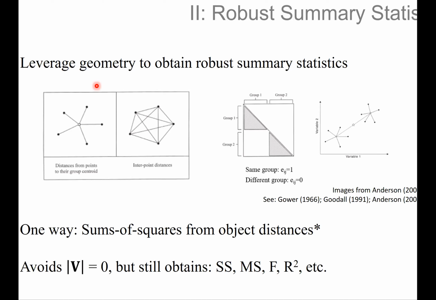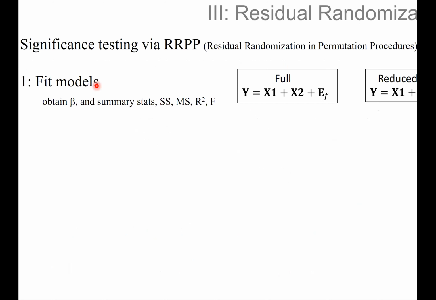Now, significance testing, evaluation. Again, we can't compare to a parametric distribution because that's divide by 0 again. The determinant is 0. So we're going to use instead what is known as RRPP, residual randomization in permutation procedures. The idea is pretty simple. You fit your models. We fit the full model, which in this case, Y is being explained by X1 and X2. And we fit a reduced model, Y is being explained only by X1. We get parameters, summary statistics, etc., from the full model.